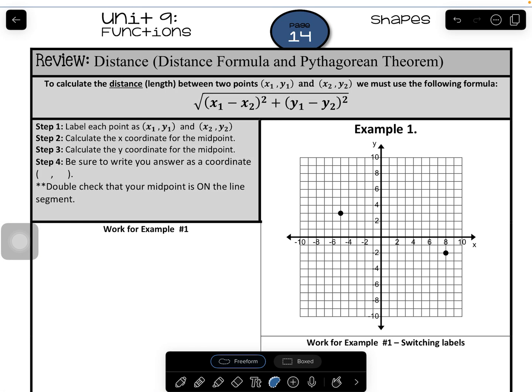Today we're going to review the distance formula, which is just a form of the Pythagorean theorem. And so we're going to treat it, to start at least, the same way we do for midpoint and slope, by identifying your first two ordered pairs, your x1, y1, and your x2, y2, and we'll label them as such.